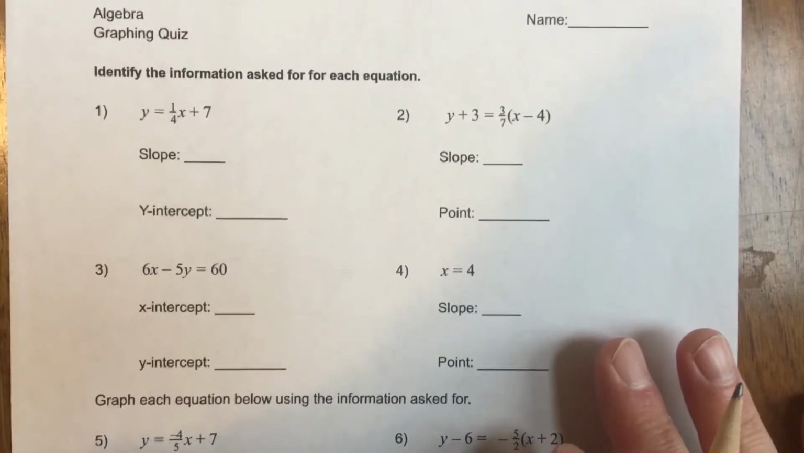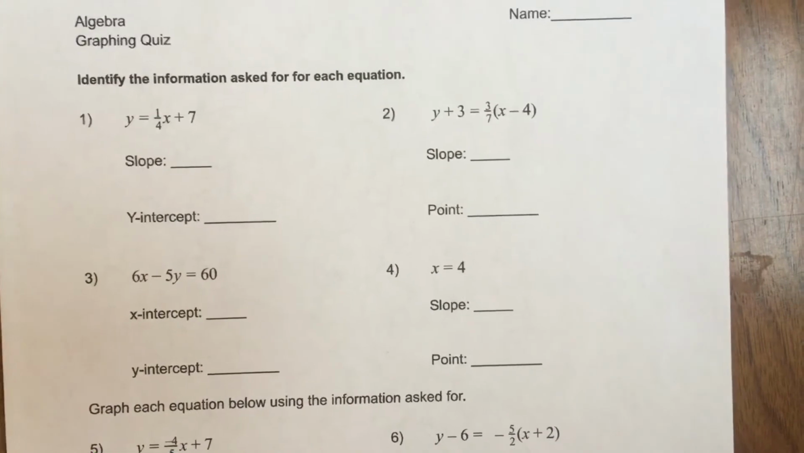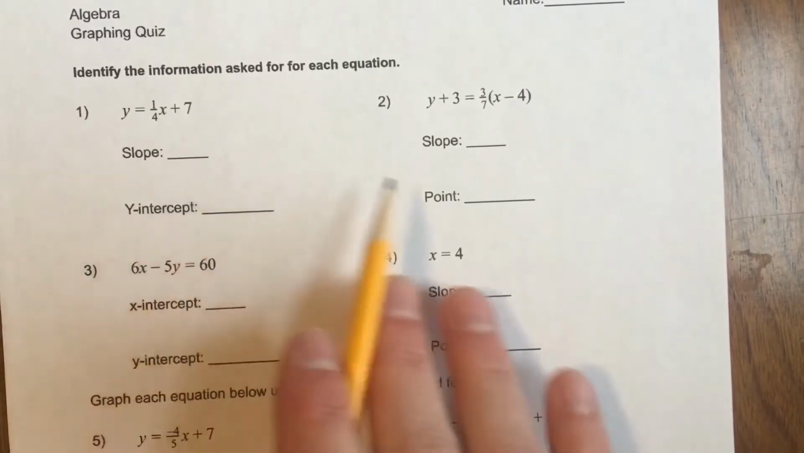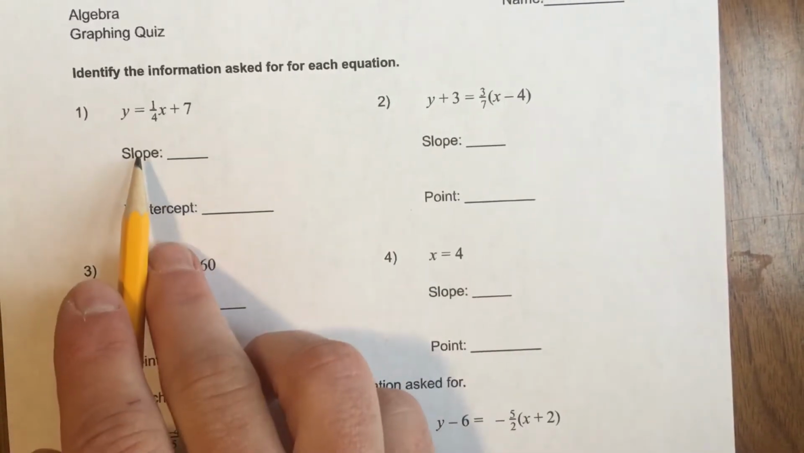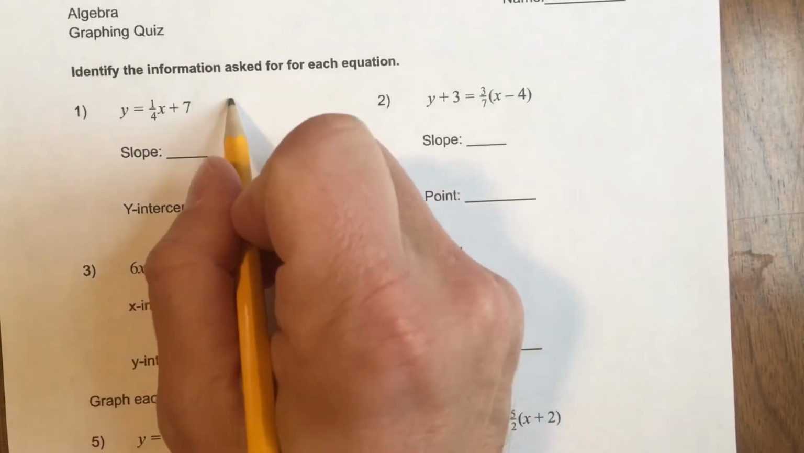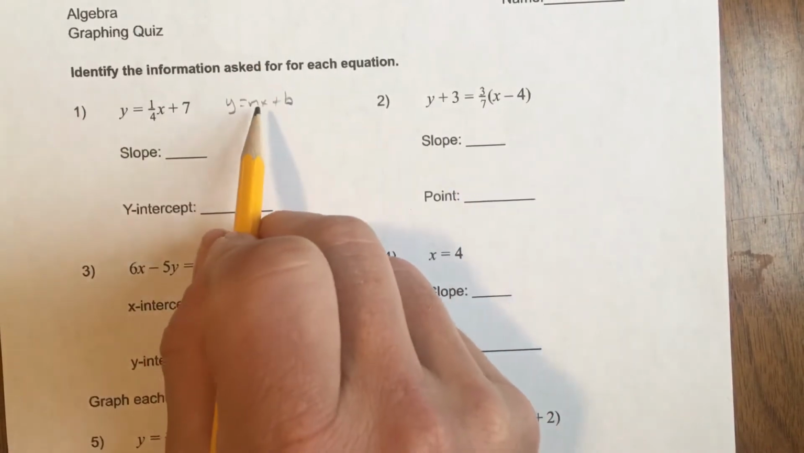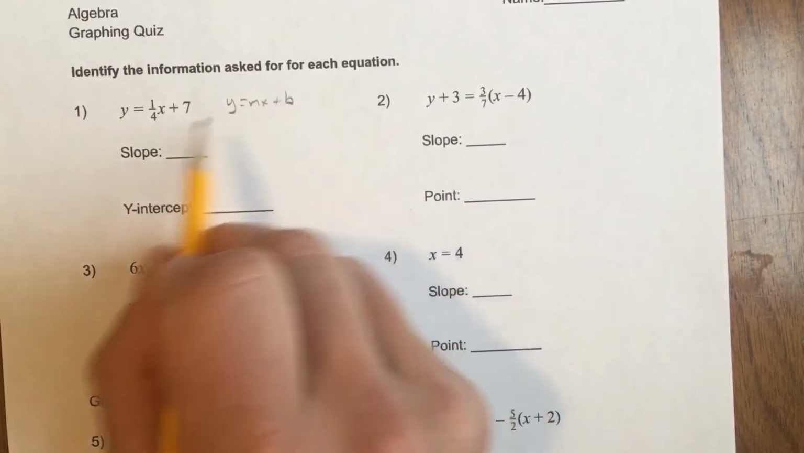These are the answers to our graphing quiz review. The first four here just want us to pull information off of this graph. For the first one, we see that the y is by itself, so this is that mx plus b form. The number in front of x is our slope. The other number is the y-intercept.